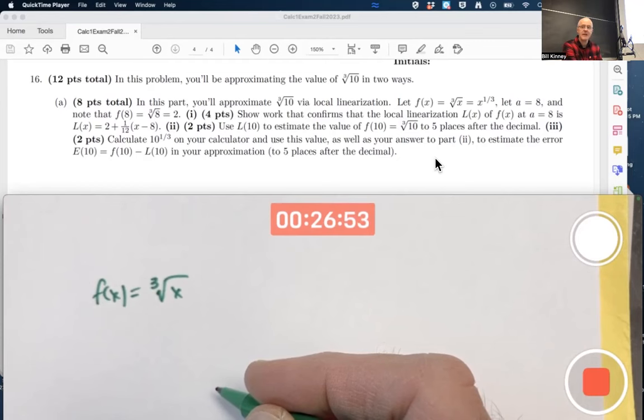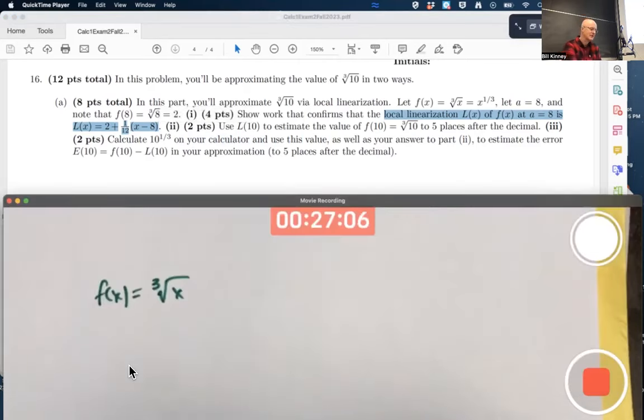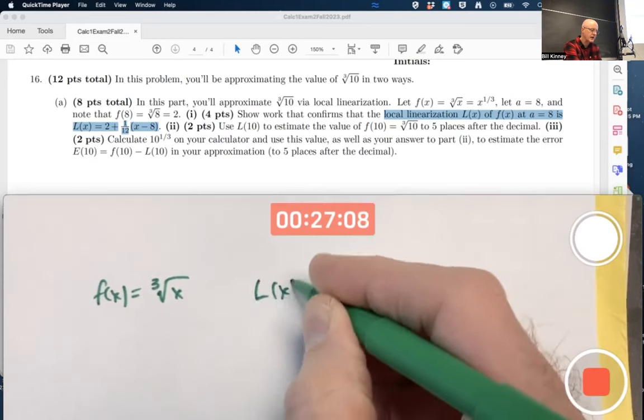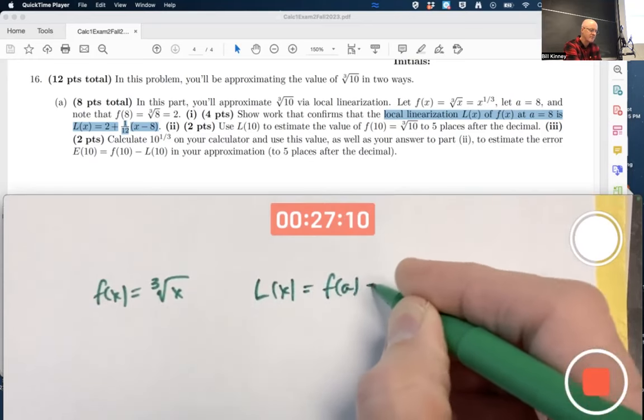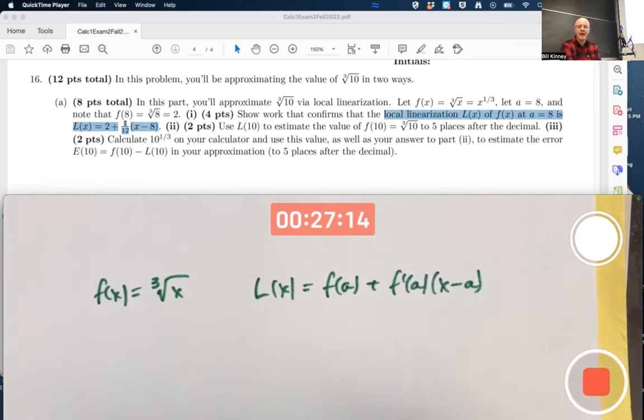Just take it step by step. Part 1 of part A says, show work that confirms the local linearization is this: 2 plus 1/12 times (x minus 8). You just have to use the formula for the local linearization. Here it is. And then you plug in a equals 8.